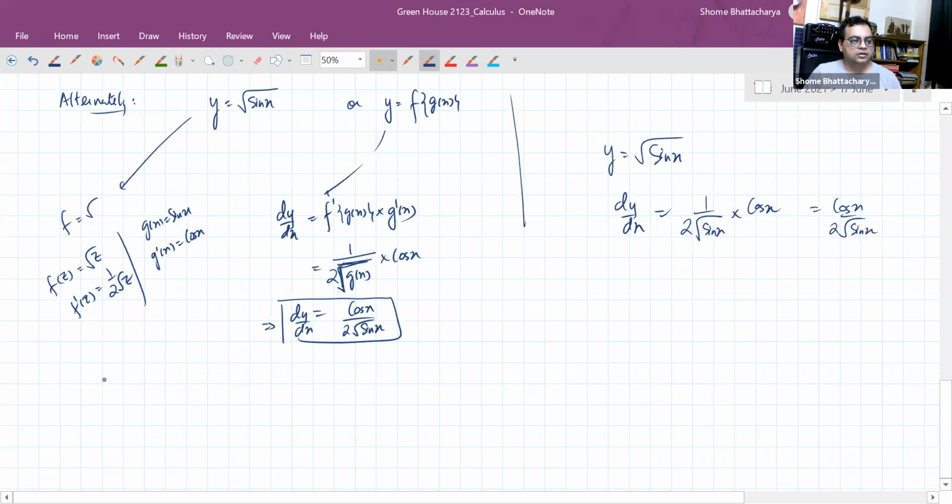So let's take another example. This time we have, let's say, ln of sec x plus tan x. And we want to find dy by dx. So first of all, note this down. And next, in this example, I will go directly with the shortcut method first.